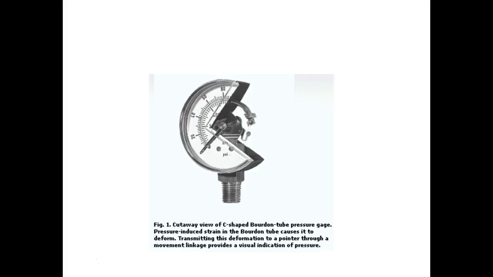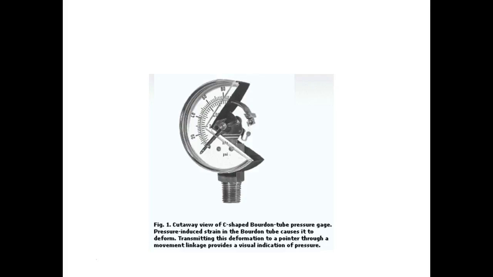And then we attach some type of movement on it, so you can see it right here. And then this causes the indicator to move. So this is the Bourdon tube, very, very popular. All this thing does is come in here and go into the Bourdon tube. When pressure goes up, it causes the Bourdon tube to try to straighten out.